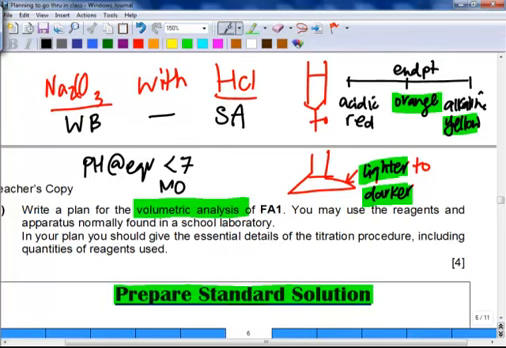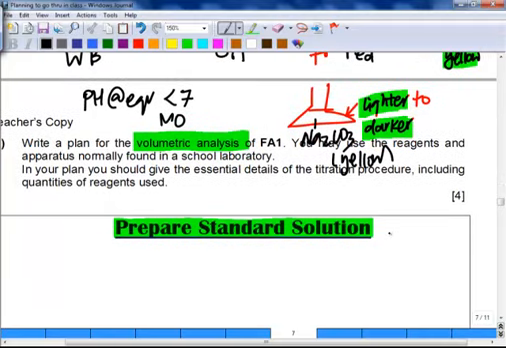Class, if you want yellow to orange, what must you put inside the conical flask? What will give you a yellow color? Na2CO3 is a base, so alkaline gives you yellow. So over here you must put Na2CO3 to get a yellow color first. Is it okay? So this part, take note.